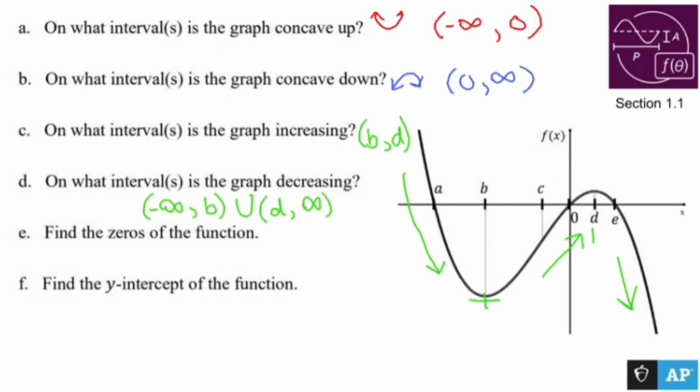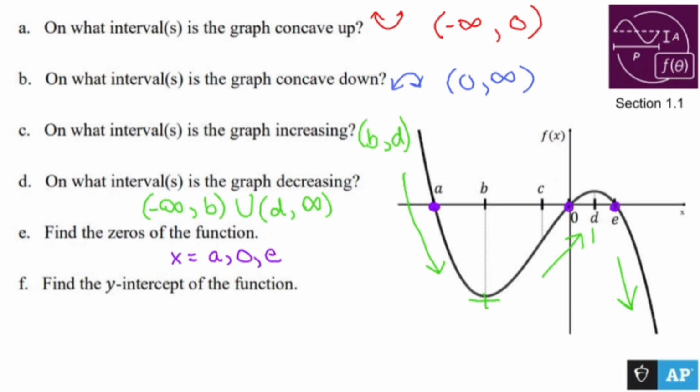Find the zeros of the function. The zeros are where my line crosses the x-axis. Here at A, here at 0, and here at E. So we will say the zeros are when x is equal to A, when x is equal to 0, and when x is equal to E.